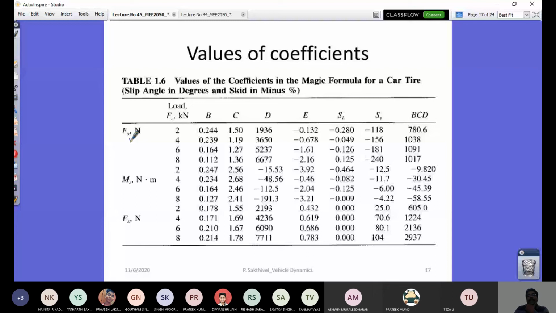And you see the skid value is to be considered as a percentage, minus in the formula. And slip angle should be put in degrees. So this is very important. You can't put in radians then. This should be put in degrees. So you are given all these values of B, C, D, all. These values are obtained with the curve fit technique of experimental data. How this is obtained is not our worry.